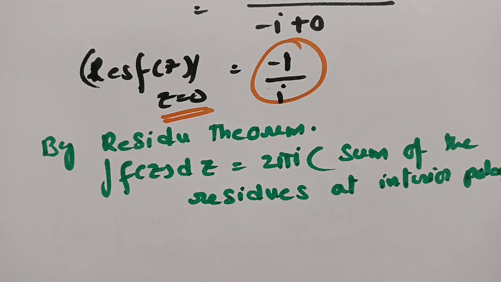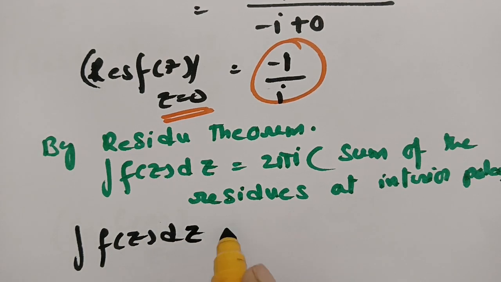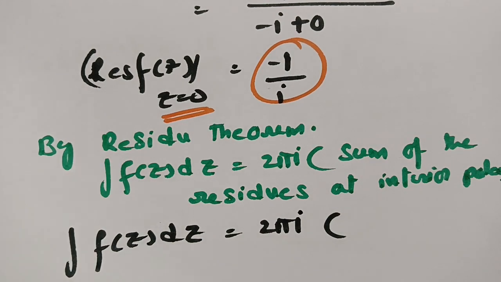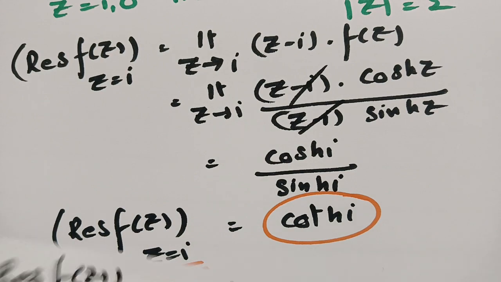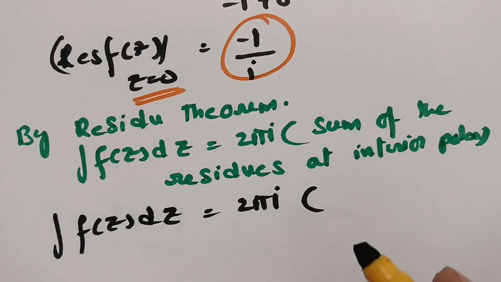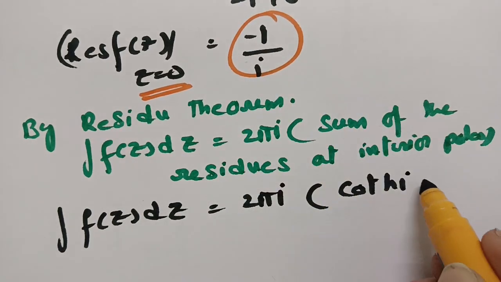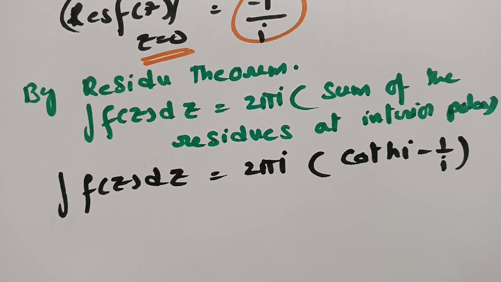So integral f of z dz is nothing but 2 pi i into the residue at z is equal to i. So what is z is equal to i? This is cot i, first one, and next one, this one is minus 1 by i. So this is minus 1 by i. So this is the answer.